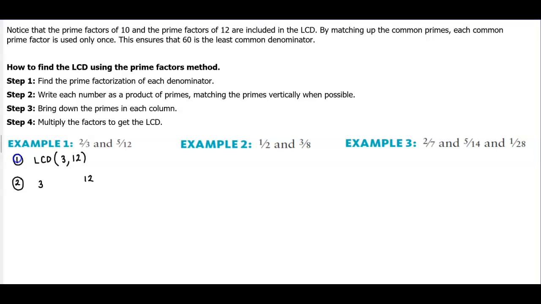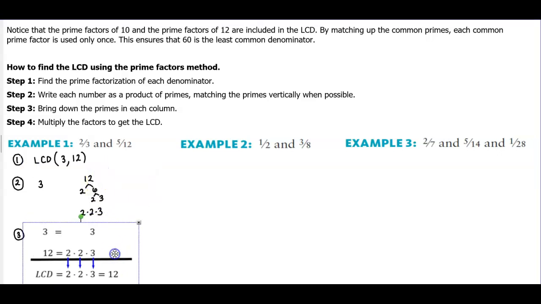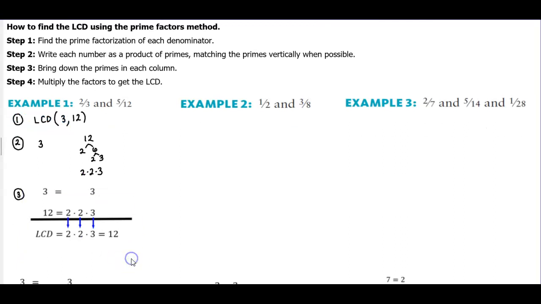For 12, the prime factorization, we can break this down to be 2 times 6, and this is 2 times 3, so therefore this is 2 times 2 times 3. Now what we're going to do is write each number again as a product of primes, and I want you to notice here what's happening.